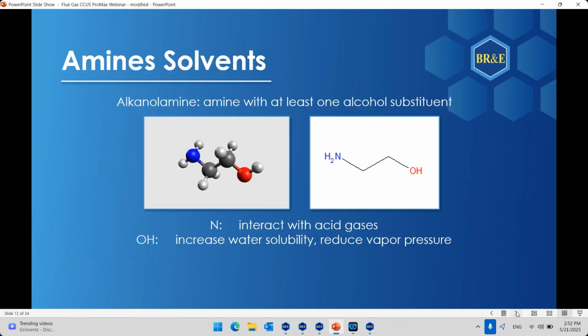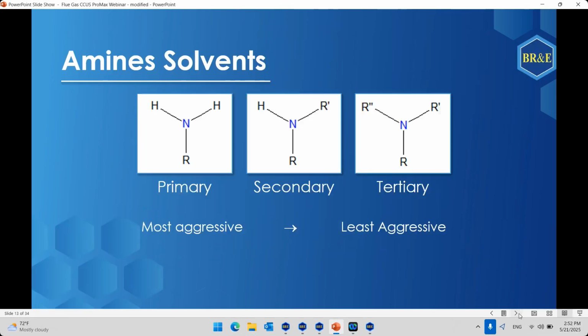So what is actually alkanolamine? It's an amine with at least one alcohol substituent. The nitrogen there is to interact with acid gases. The OH group is there to increase water solubility and reduce the vapor pressure. We do have primary, secondary, and tertiary amines, the primary being most aggressive. The deviation between these is how many substituents you have.